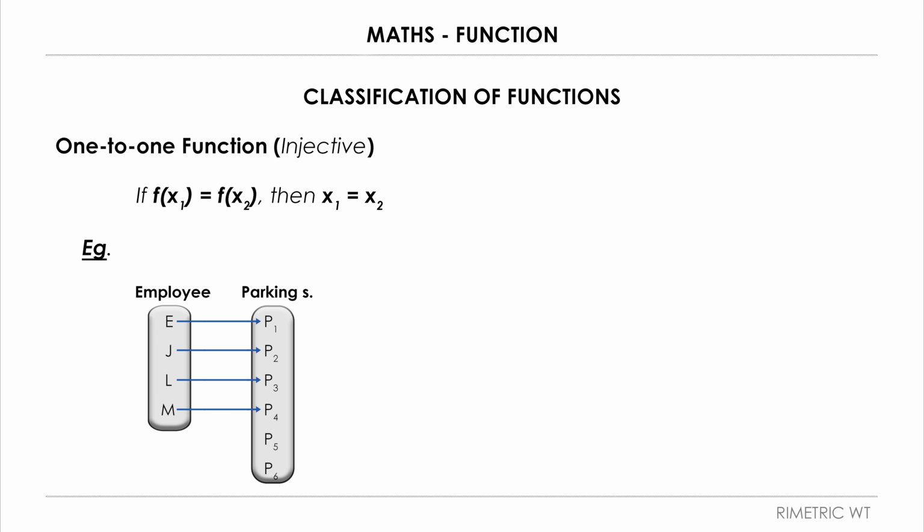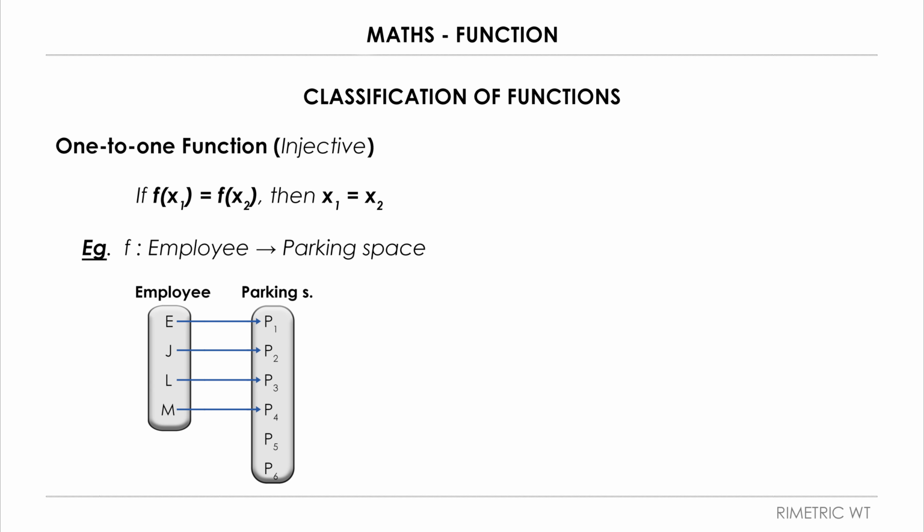Let's look at our first mapping as an example, which maps employees to their parking spaces. Suppose each employee is allowed to bring one vehicle to work, and the company assigns only one parking space to each employee. As we can see, the four employees with vehicles are each assigned one unique parking space, as shown in the mapping. Therefore, the function represented here is one-to-one.